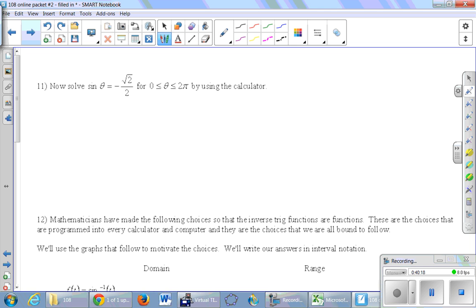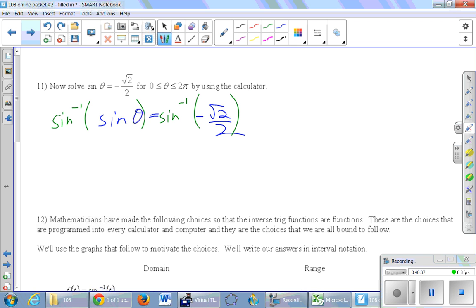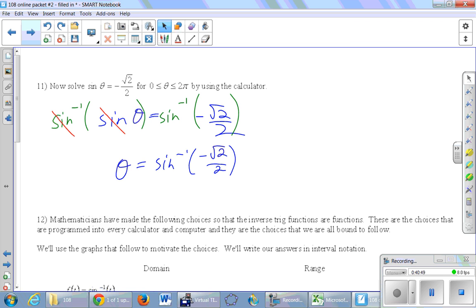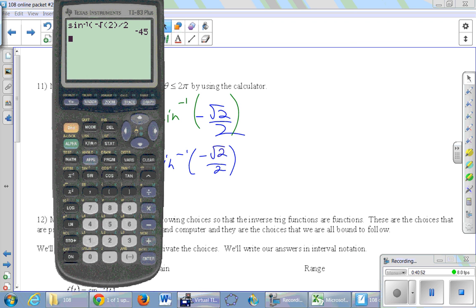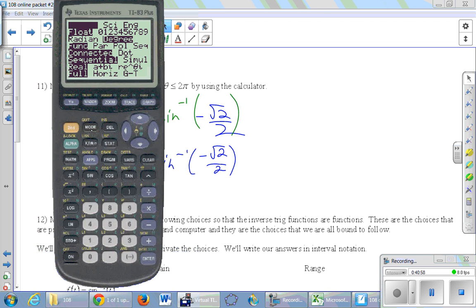Okay, next page. Now solve sine theta is negative root 2 over 2 between 0 and 2 pi by using the calculator. So same as before, I'll copy the equation, I'll leave the telltale space, I'll fill that space with the inverse sine. Doing that to both sides, canceling on the left-hand side, and just getting theta is the inverse sine of negative root 2 over 2. It's exactly the same thing that we wrote before. It's good practice. And then coming down here, we're going to type in exactly that same thing that we got up above. The only difference, though, is that we need to be in radian mode for this problem.